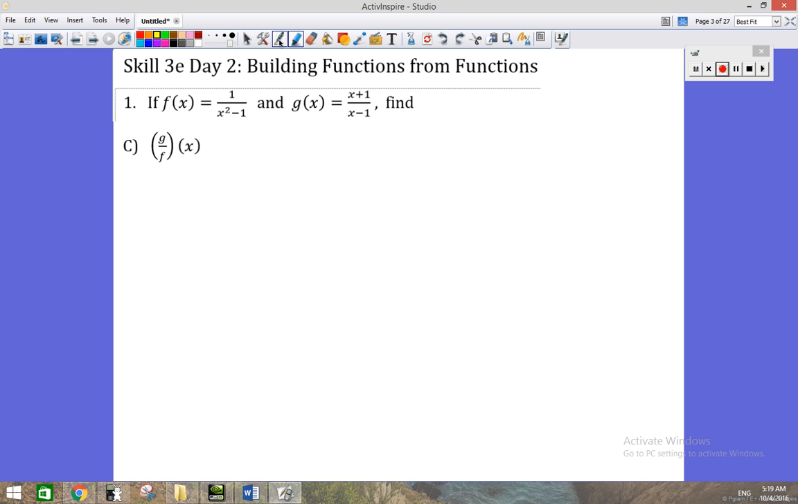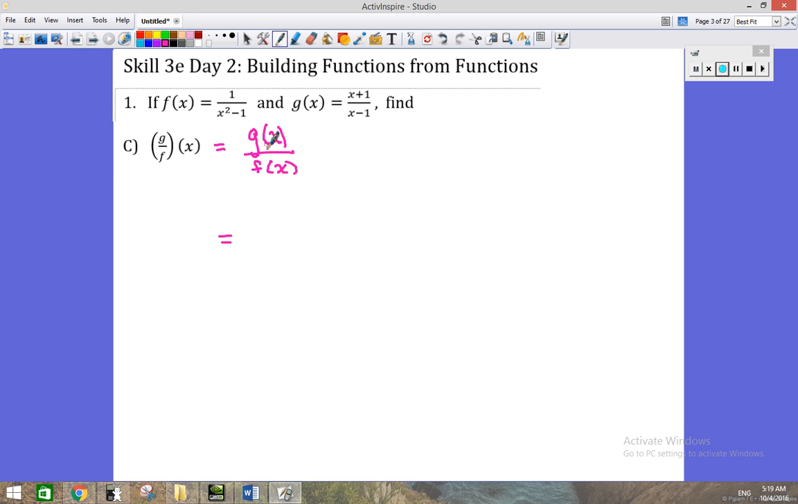They could have called this function h or anything. f, g, and h are probably the most common letters that they use to define functions, in my opinion. This is just a name of a new function, and that name gives us an idea of how this function was created. It was created taking function g and dividing it by function f.